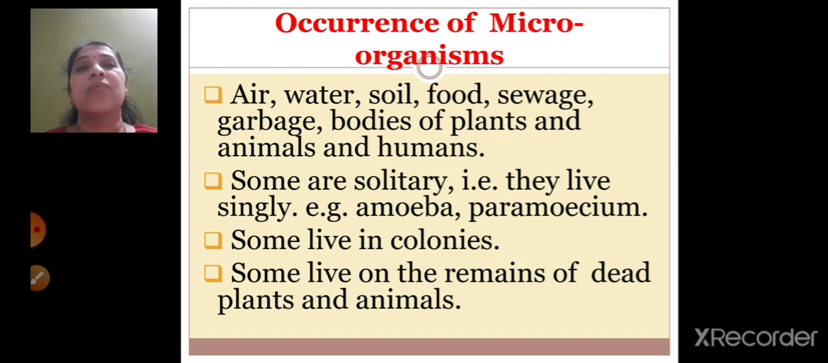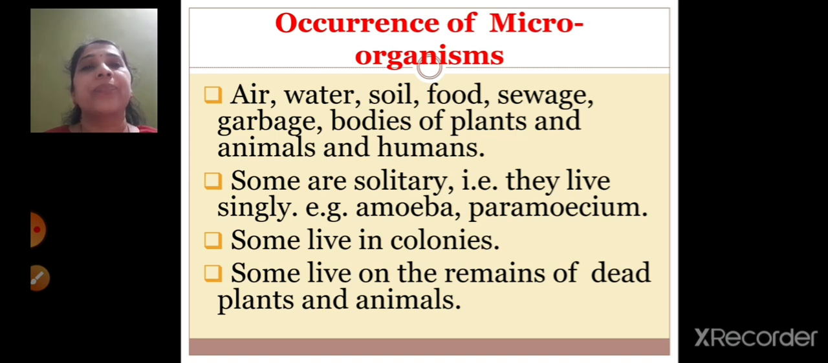So microorganisms are present all around us, right? Everywhere they are present, in air, water, soil, food, sewage, garbage, bodies of the plants, animals and humans. Some microorganisms prefer to live singly, right? A single microorganism is there, that is the amoeba and paramoecium, whereas some microorganisms want to live together, that's why they live in colonies. And some microorganisms are present on the dead plants and animals also, right children?